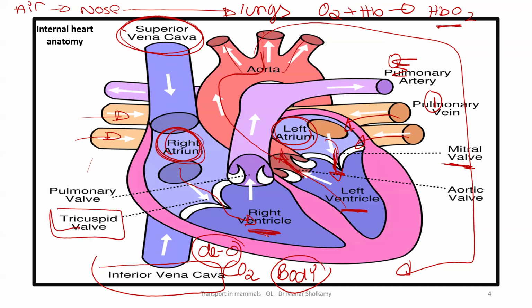When the right ventricle contracts, this deoxygenated blood will enter the pulmonary artery through the open pulmonary valve to go to the lungs to become oxygenated, to release the CO2, for the CO2 to be exhaled. Now here we said a big story.